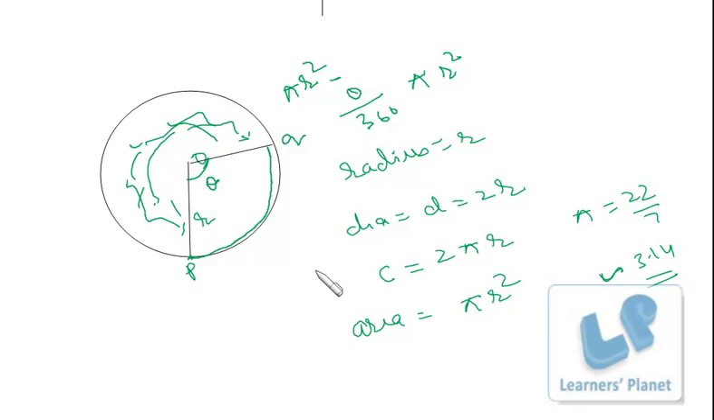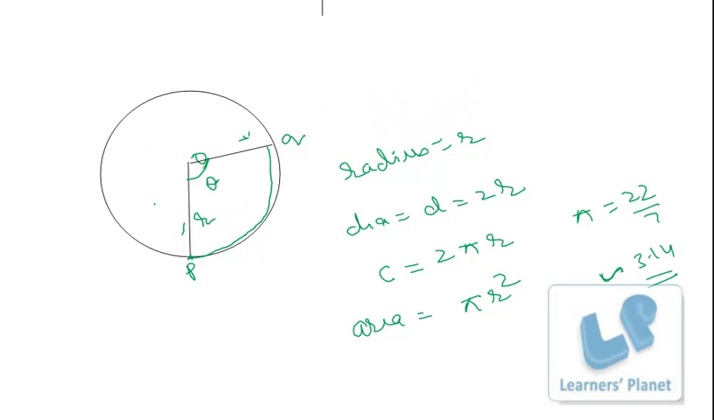Okay, so pi r square is the area of total circle. This portion is area of minor sector, and if we deduct area of minor sector from the area of total circle, we'll be getting the area of major sector. Okay, so next is length of the arcs.